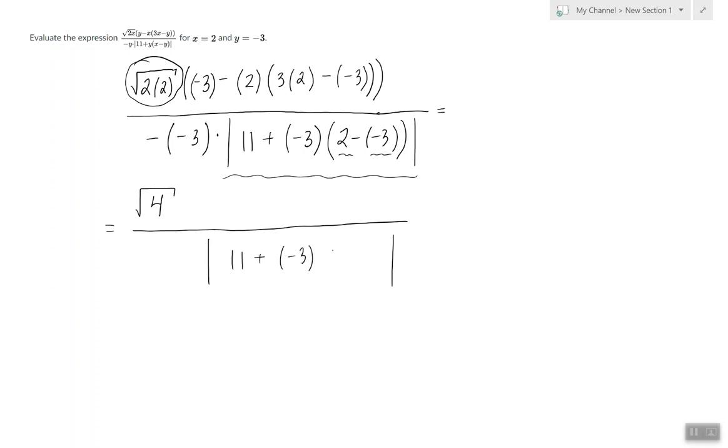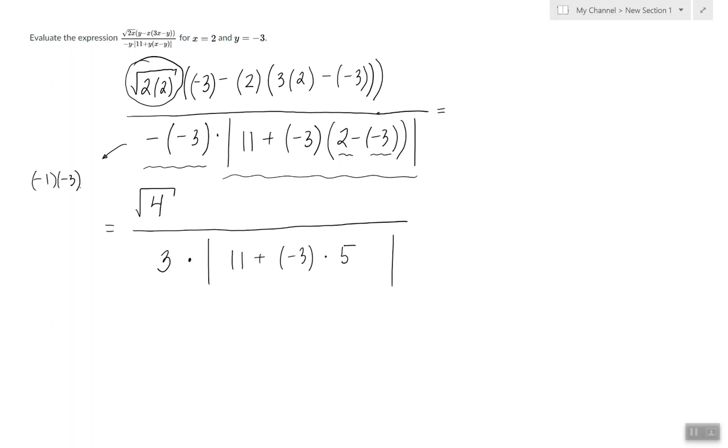What's 2 minus -3? It's 5. At the same time I can take care of this -3, which is 3. Oh, what I actually have done here is I interpreted the negative sign as if it was -1. So that's why that is 3.